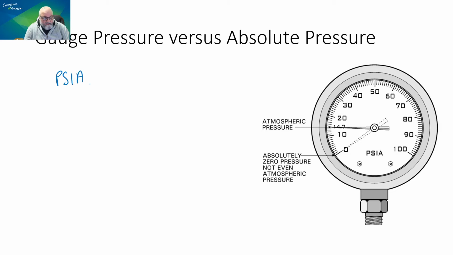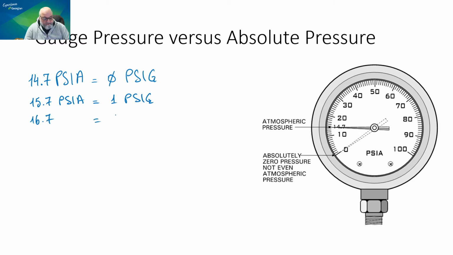PSIA and PSIG have a relation. They are a function of each other, all right? So 14.7 PSIA is equal to 0 PSIG. That's how it works. You need to remember this. And then you say 15.7 PSIA equals 1 PSIG, and so forth.